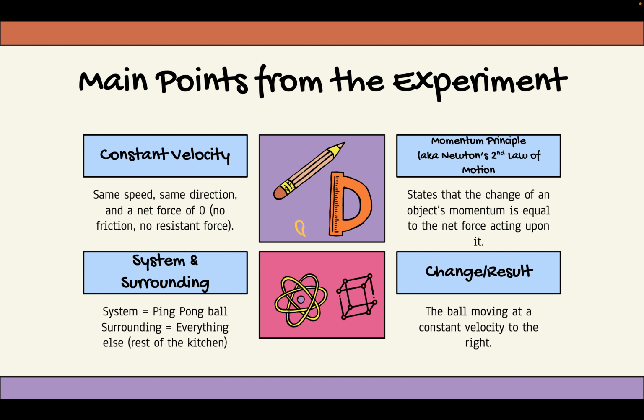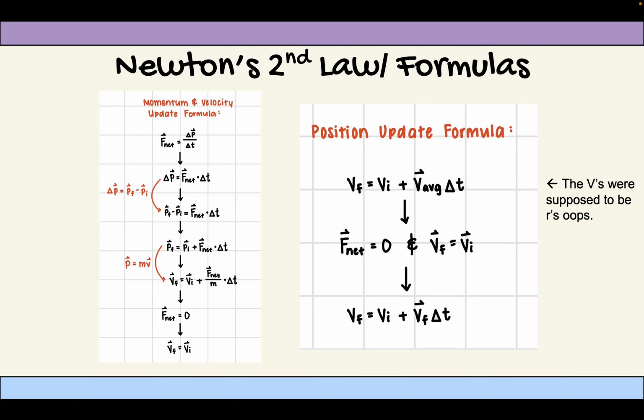Our system in this case will be the ping pong ball, and the surroundings will be everything else in the kitchen. Now for the results of this experiment, we will predict that the ball will move at a constant velocity to the right. The formula we'll be using is the velocity update formula, which is just the net external force being equal to the change in momentum of a system divided by the time over which it changes.